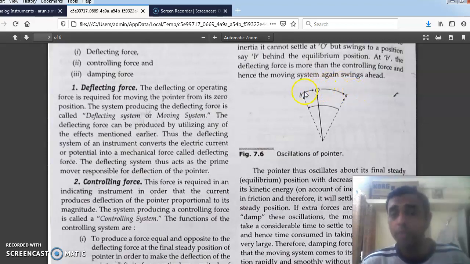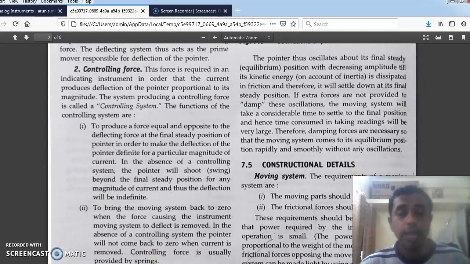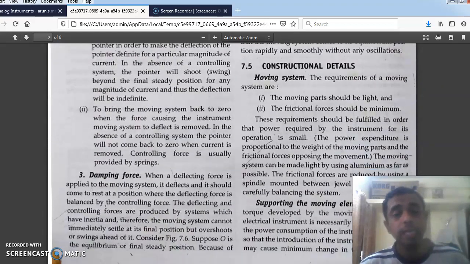So this swing is actually an undesirable quantity, because the swinging may take so much of our valuable time. Exactly at the equilibrium point, it should stop without any swing around the equilibrium position. So suitable damping should be there so that this swing is avoided. Somebody should provide the damping force, and some systems inside an indicating instrument provide this damping force.